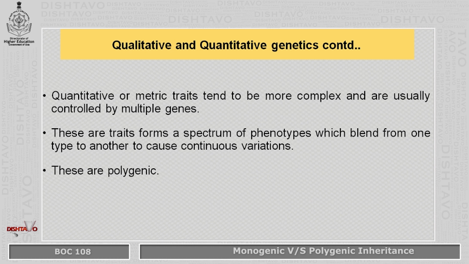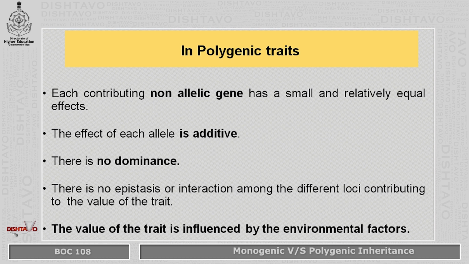These traits, like I said, form a spectrum of phenotypes which blend from one type to another, and thus they cause continuous variation. So these quantitative traits are the polygenic traits. So we can now finally say that in polygenic traits, each contributing non-allelic gene has a small and relatively equal effect. The effect of every allele is additive. In polygenic traits, there is no dominance, no recessive characters, there is no epistasis or no interactions which are observed. And the value of the trait is influenced by the environmental factors.